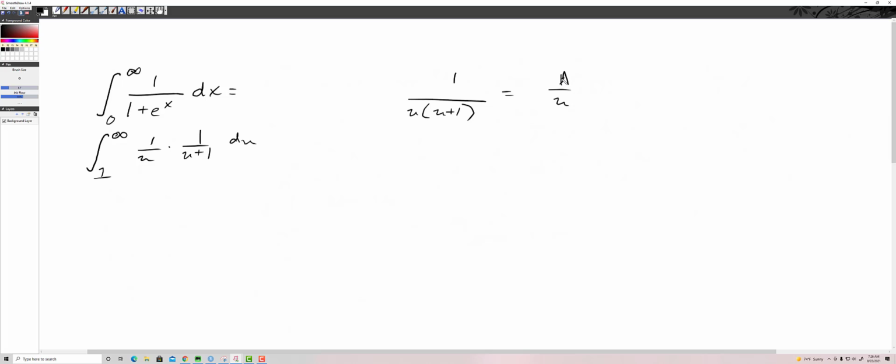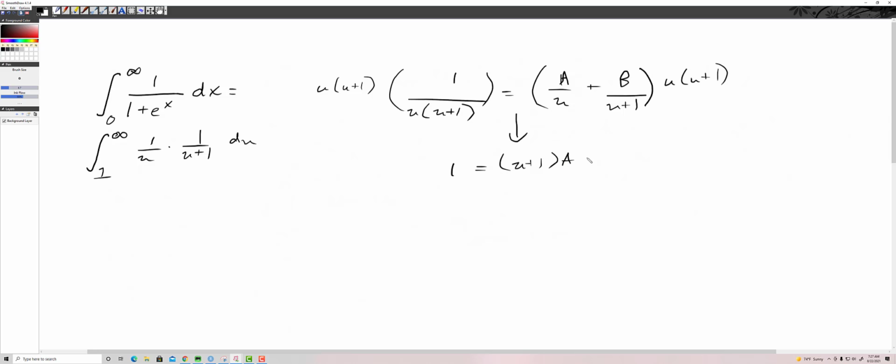Sorry, that should have an a on top, where a and b are some kind of forms that are simpler than u and u plus 1. So what I do is multiply both sides by u times u plus 1, and this whole equation becomes 1 equals (u plus 1) times a plus u times b. I can simplify that to au plus bu plus a, and that equals 1.